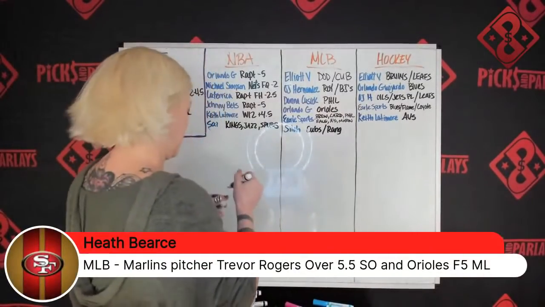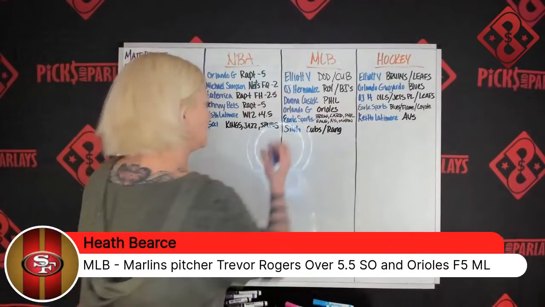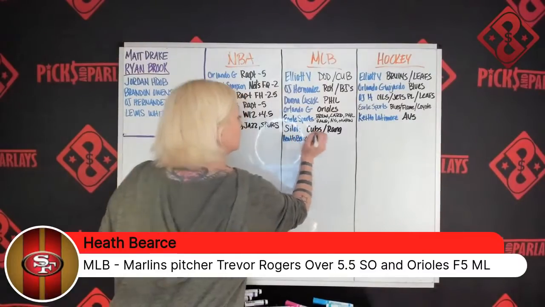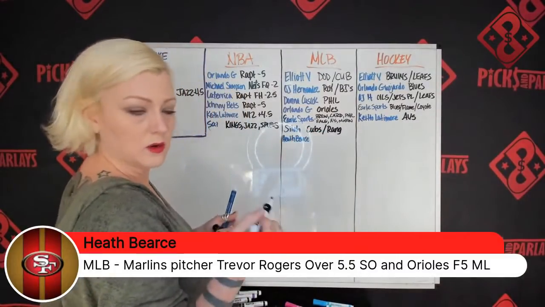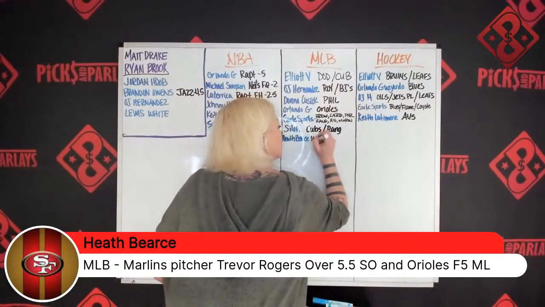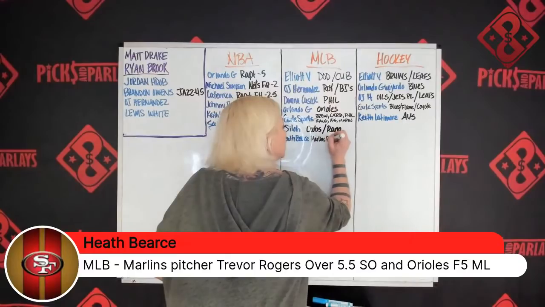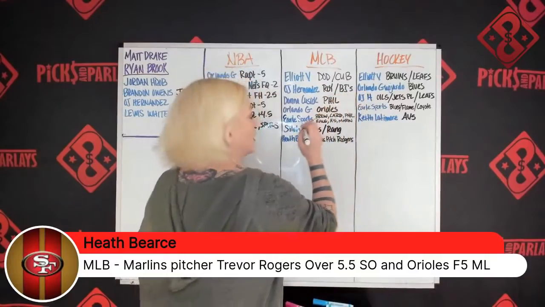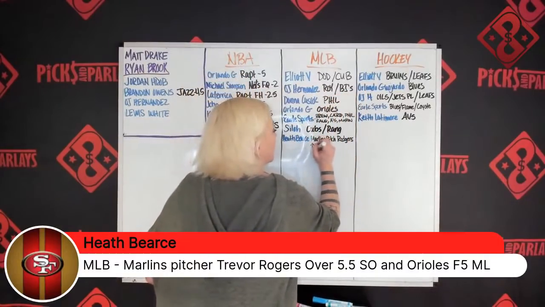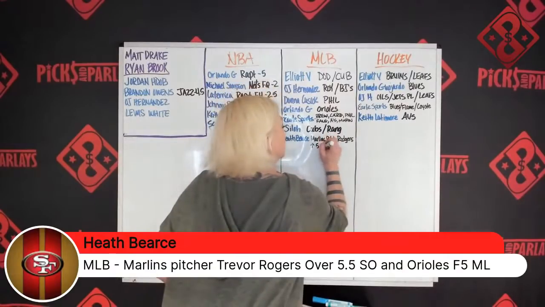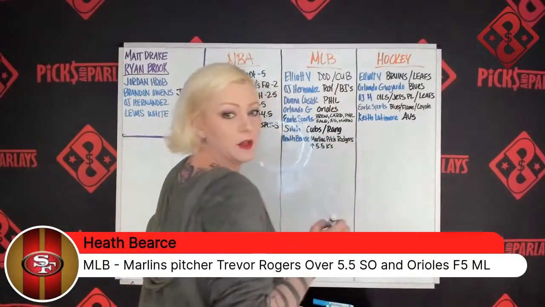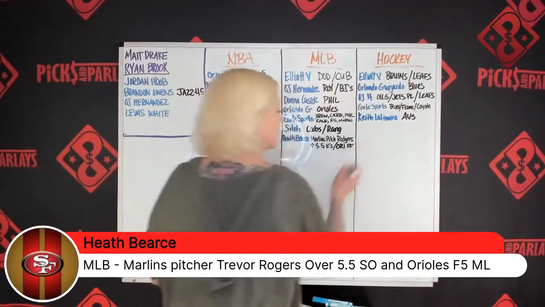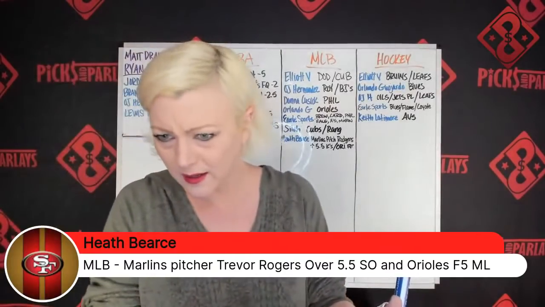Orioles first 5 on the money line. Gotta write you little here, Heath. My Heathy. Okay, Marlins. Pitch. Rogers. Over 5.5, right? K's. And then also Orioles first 5. Okay, we made it work, Heath. We got there. We made it work.